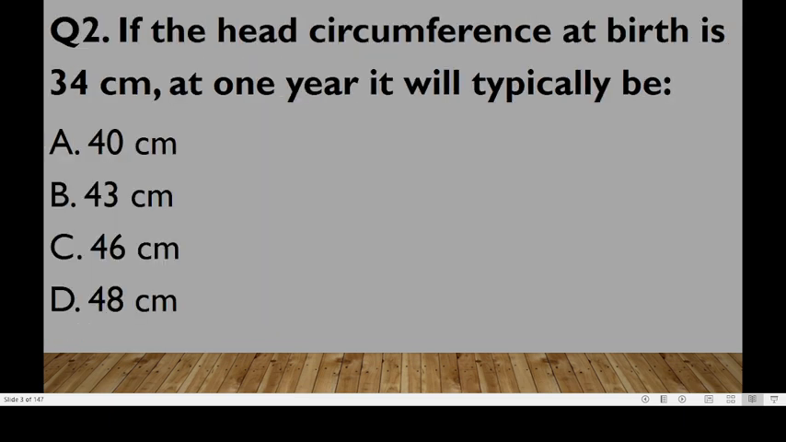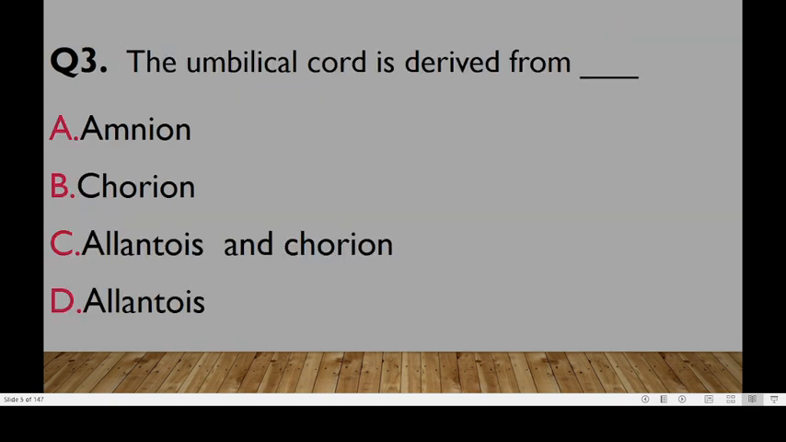If the head circumference at birth is 34 centimeters, at 1 year it will typically be, right? In human development, we normally approximate 1 centimeter per month. So that's an average of 12 centimeters added to 34 centimeters, giving us 46 centimeters.